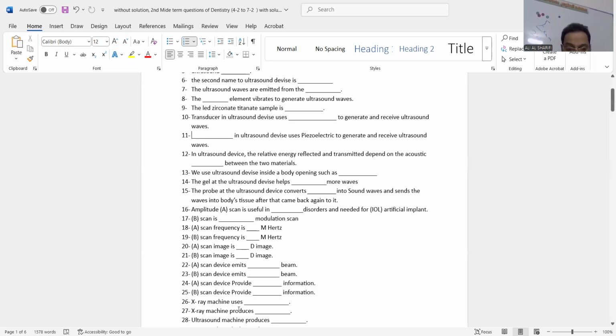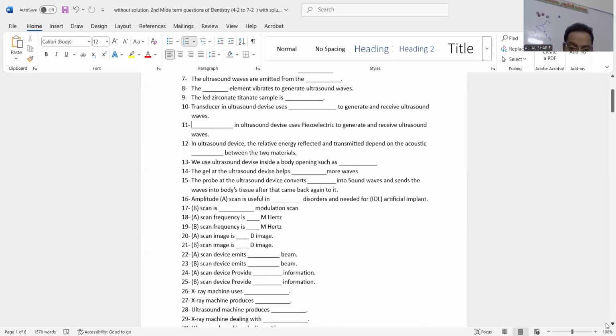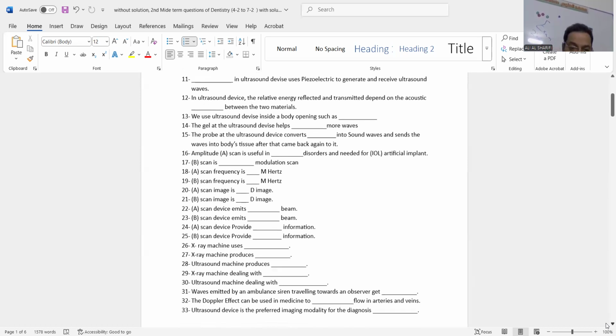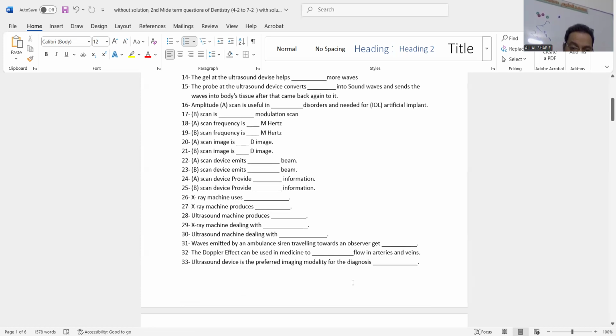X-ray machine uses what? Waves, particles, radiations, beams, what? X-ray machine produces what? Ultrasound machine produces what? X-ray machine deals with what? Tissues, teeth, muscles. Ultrasound machine deals with waves emitted by implants.